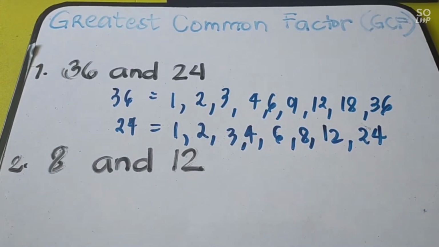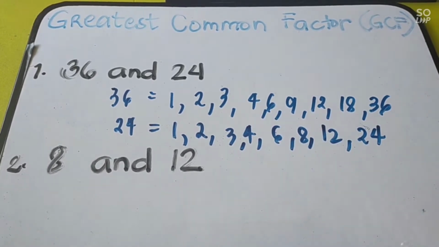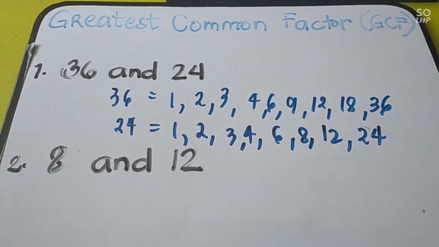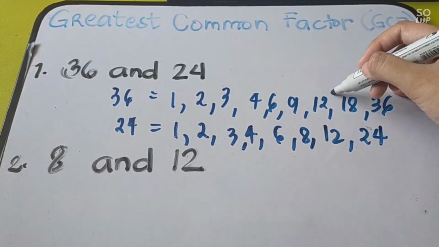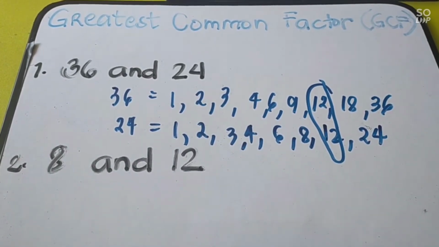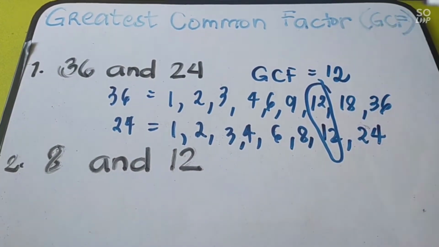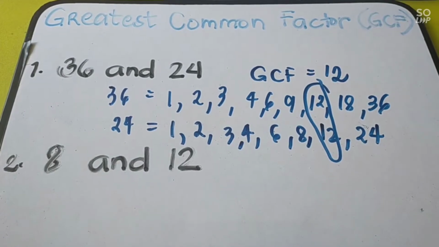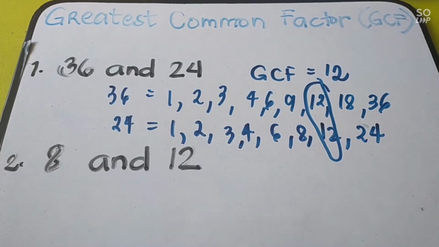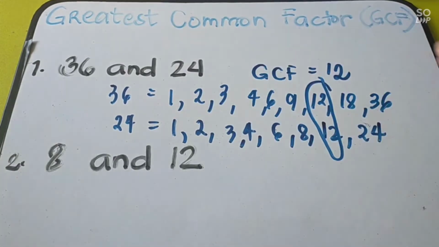Now, how will you find for the greatest common factor? So, tingnan nyo lang yung pinaka-highest number dito sa list natin na magkamukha kay 36 and 24. So, what is that number? So, ito yun. We have here 12. Did you get it? So, our GCF for 36 and 24 is 12. So, ganun lang kasimple. Alright? Ganun lang kasimple kumuha ng greatest common factor by using listing method of all the numbers that are divisible to the given number.